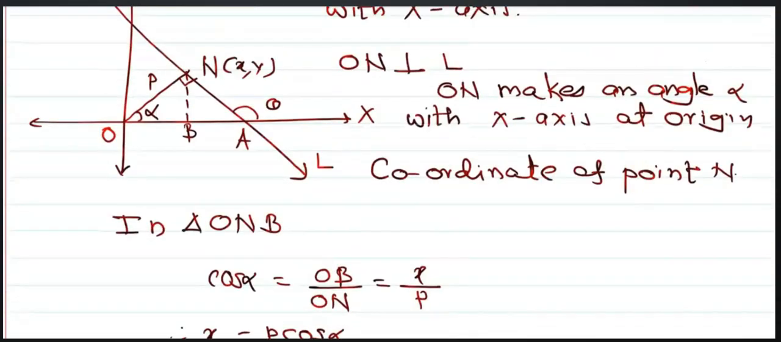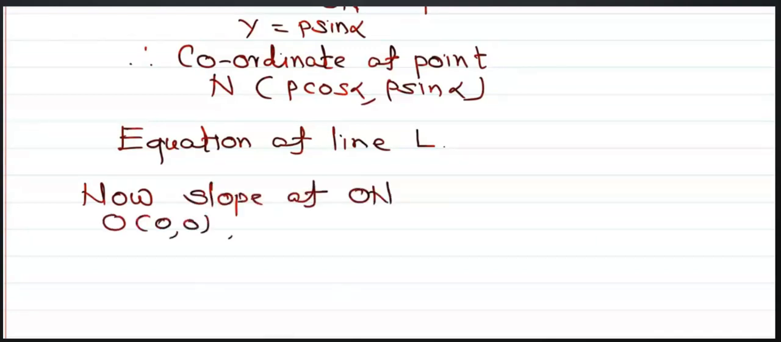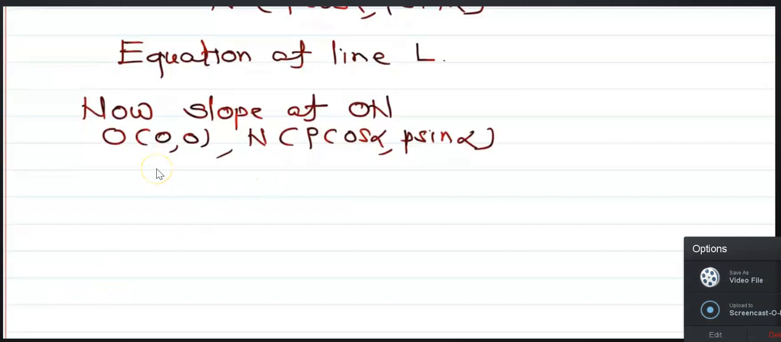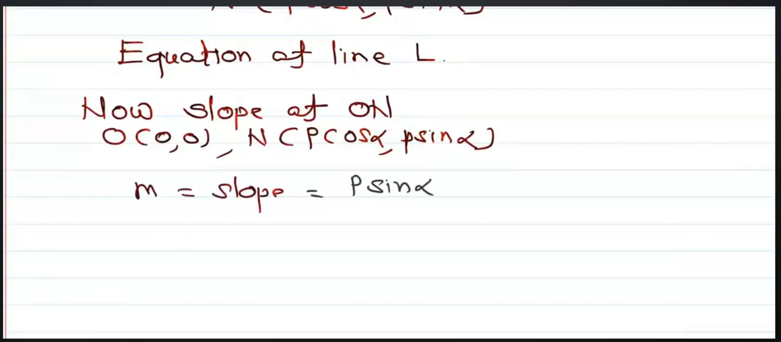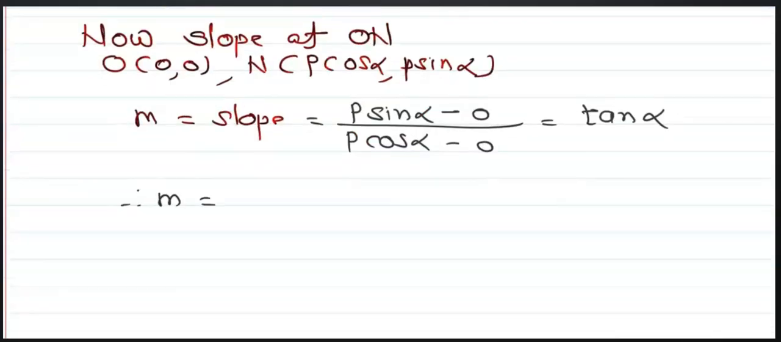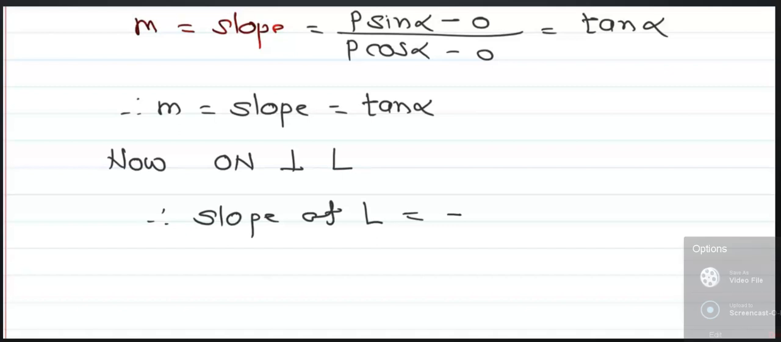Now the equation of the line L. For that, first we'll find out the slope of ON. O is the origin, and the coordinates of the point N are p cos alpha, p sin alpha. That's why you will get m, the slope, equal to p sin alpha minus 0 upon p cos alpha minus 0, that is tan alpha. Therefore, m, the slope, is equal to tan alpha, and this is the slope of ON.